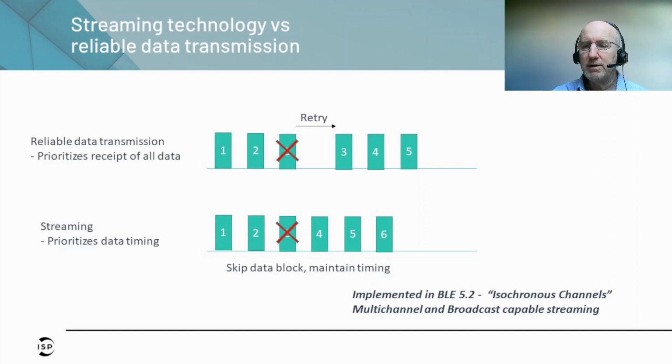if you have a small dropout, you might lose a little bit of quality in the sound, a little glitch maybe, but you don't tend to hear those things as long as it's not a major data loss. Whereas you would tend to notice if it stops and starts, it interrupts your enjoyment of listening to the music or whatever it is. So that's what the streaming is, and that's what's been implemented in BLE 5.2.